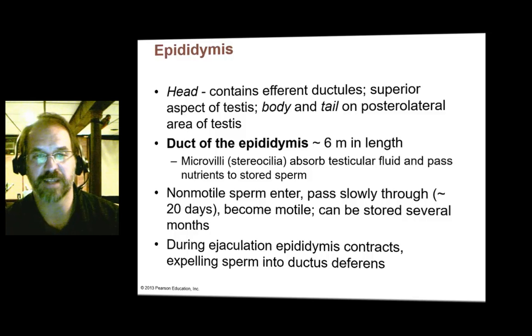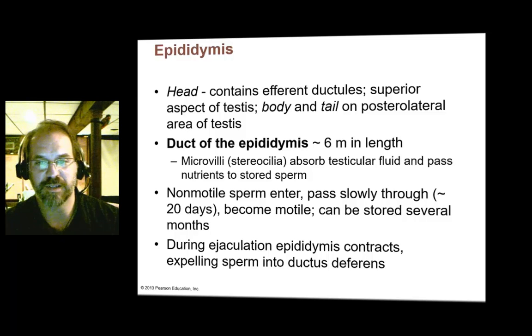I already mentioned the fact that the sperm enter the head, travel through the body, and into the tail. They give you a net length of the epididymis of about 6 meters. Now that's obviously the coiled tubules inside the epididymis. The epididymis is barely an inch long in its coiled form. So I mentioned that the sperm enter through the efferent ductules into the head, and they're non-motile and not capable of fertilizing an egg there as they pass through slowly.